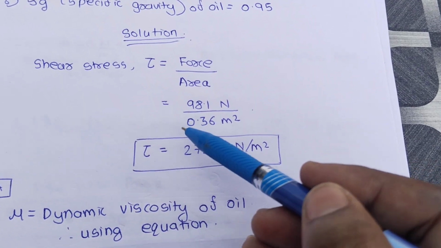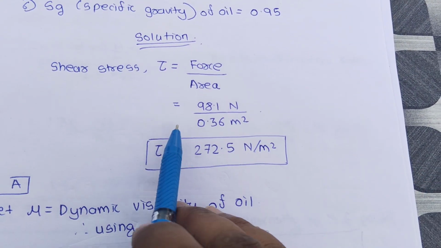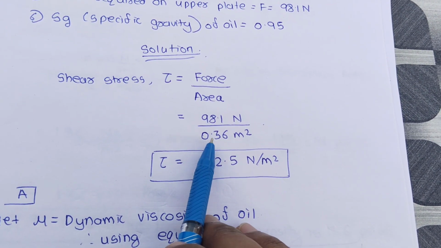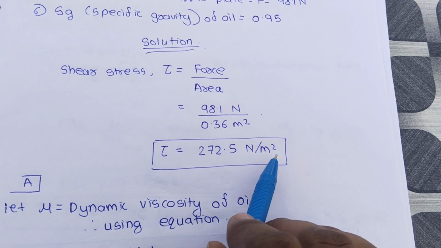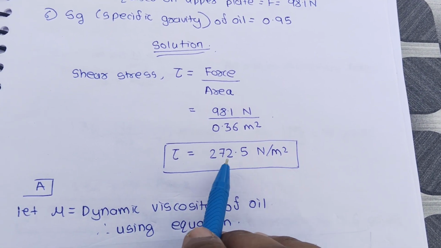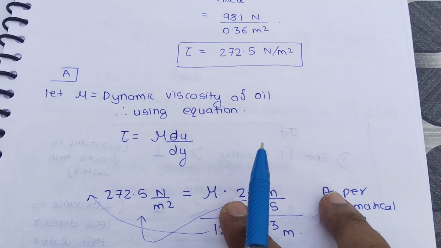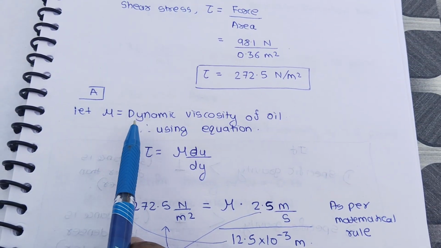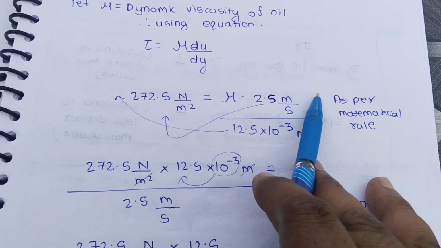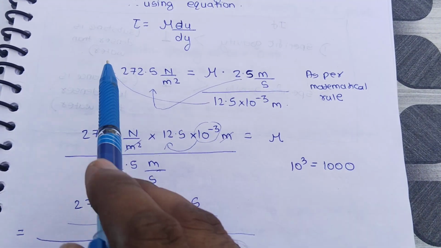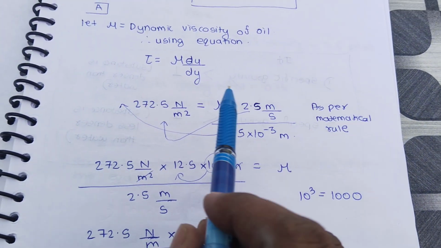So shear stress we will find: 98.1 by 0.36, by calculation 272.5 Newton per meter square. Tau value will come, shear stress will come. Okay, let mu equal to dynamic viscosity of oil, using equation tau is equal to mu du by dy. So we have to put all the values.